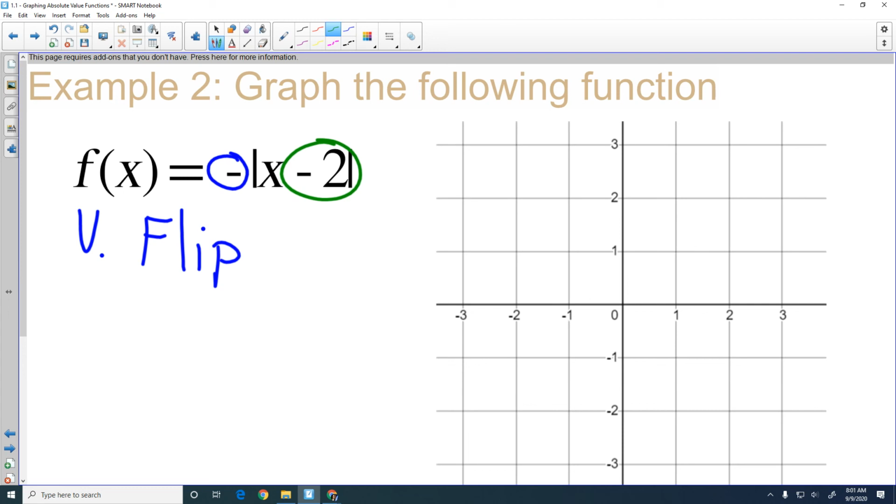It does the opposite. Right 2 units. So right 2 units.